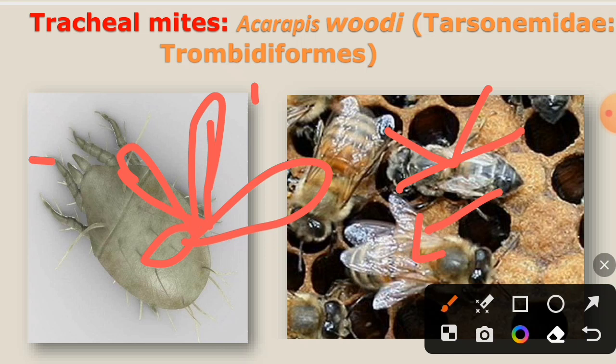And many honeybees which are infected with these mites crawl in front of the hive board. So they keep crawling in front of the hive entrance. So this is the first symptom of the tracheal mite attack on the honeybees.